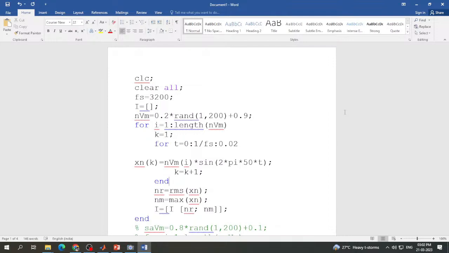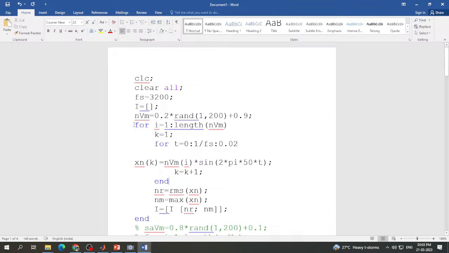After that, in the second line, NVM is equal to 0.2 into rand. It is a random function. 200 samples we are going to create, plus 0.9. That is why this creates 200 points ranging from 0.9 to 1.1 per unit, and these values we are going to use as the maximum value of the sine wave for the normal signal.